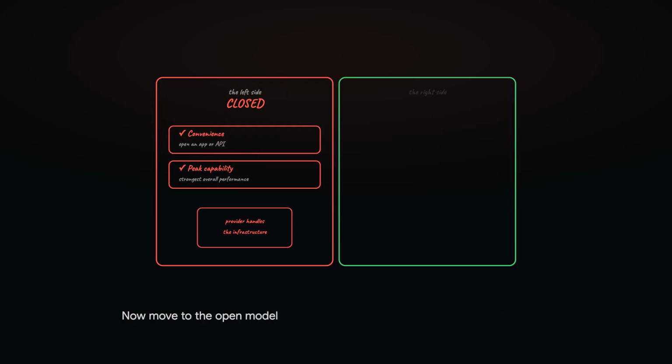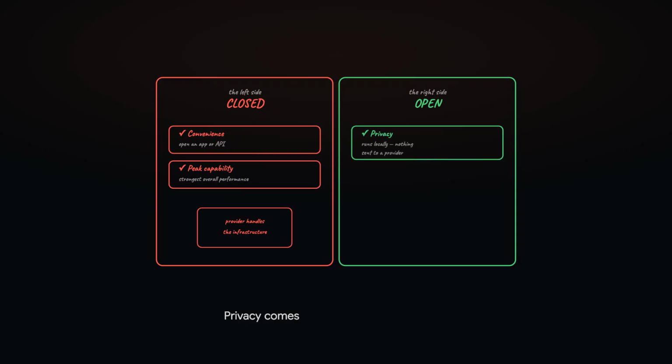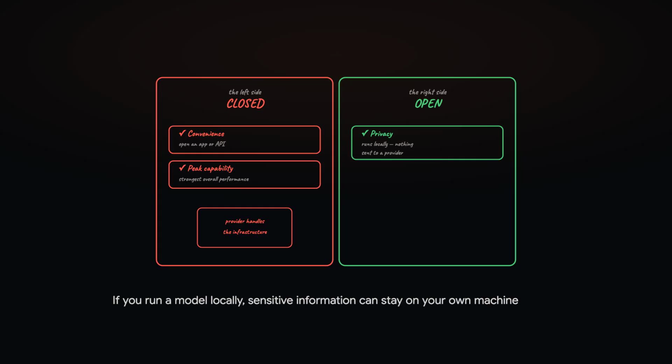Now move to the open model side. Write privacy, cost control, and independence. Privacy comes from where the model runs. If you run a model locally, sensitive information can stay on your own machine instead of being sent to an outside model provider. That can matter when you're working with internal documents, customer information, or private company data.